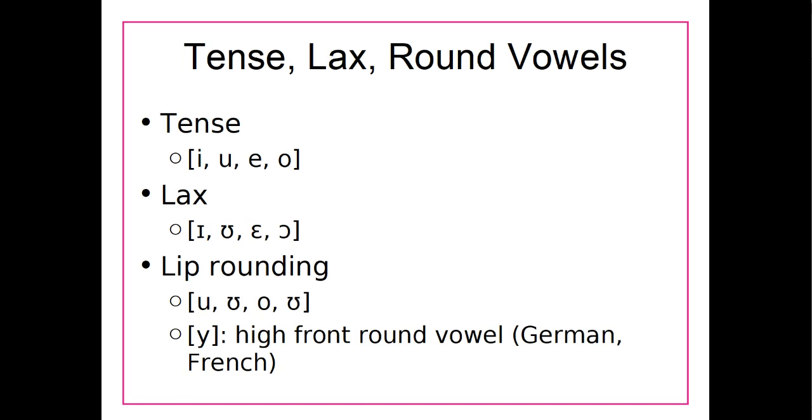We also have what's called rounded vowels. So basically the vowels that we say with relatively rounded lips. So oo and o, your lips are pretty rounded when you say those. German and French also have some rounded vowels if you've studied those. So this is one example there.